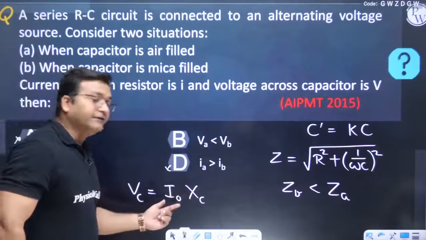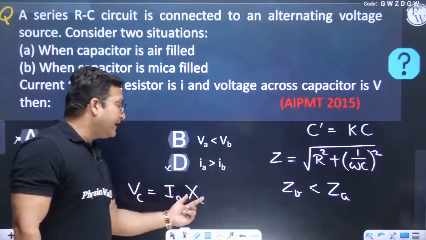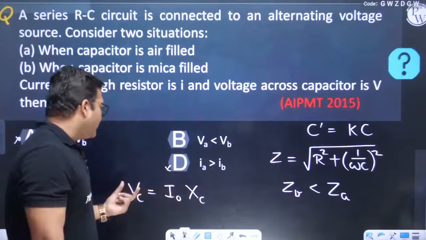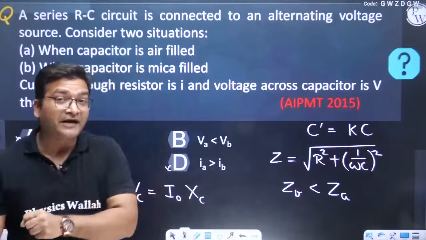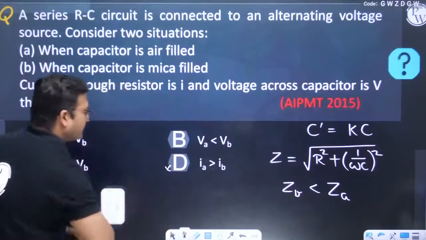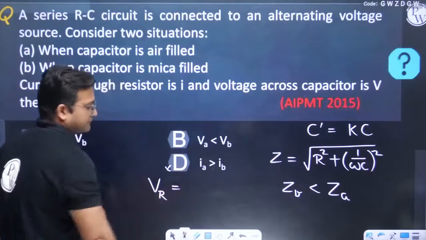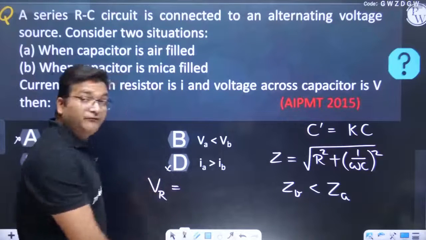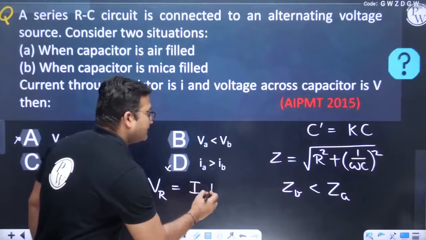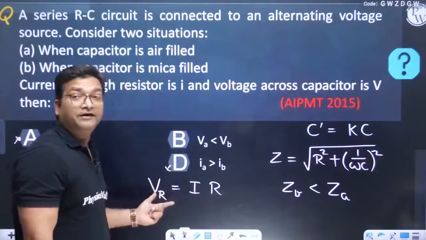As current is increasing, if you are filling the dielectric in the capacitor, current is increasing and X is decreasing. So it is difficult from here to check whether VC, the voltage across the capacitor, is increasing or decreasing. So we will check some other method. Suppose we are interested in the voltage across the resistance. The effective voltage across the resistance would be effective current times R. Current is increasing, so voltage across R will definitely increase.